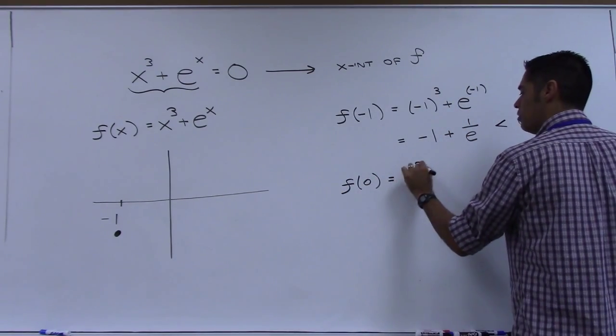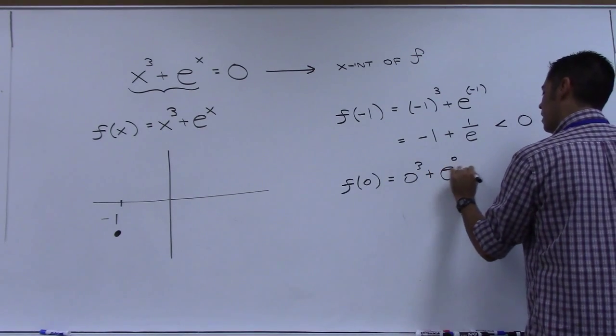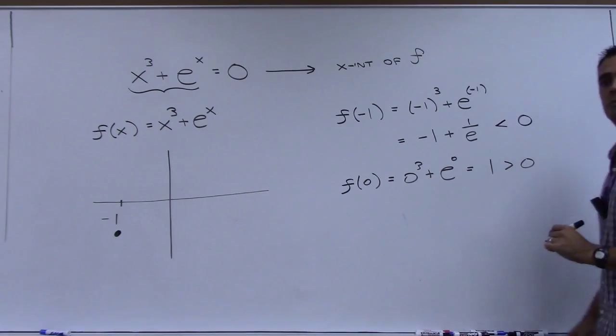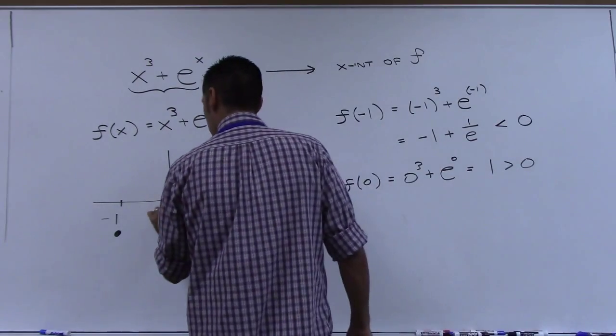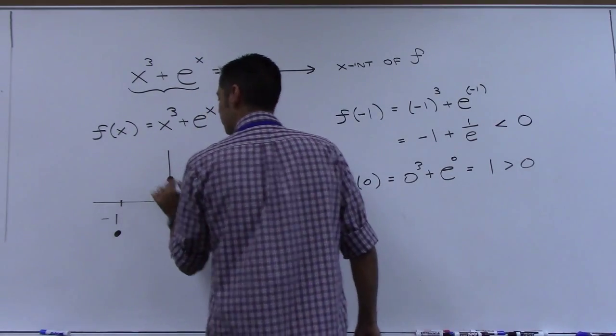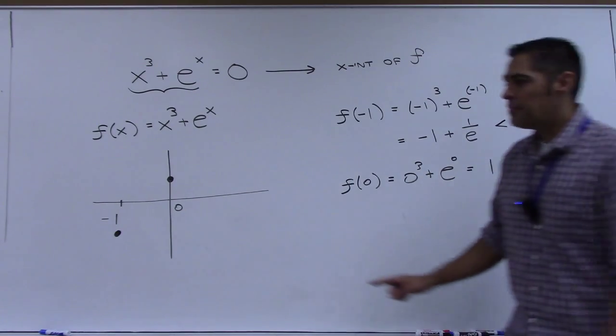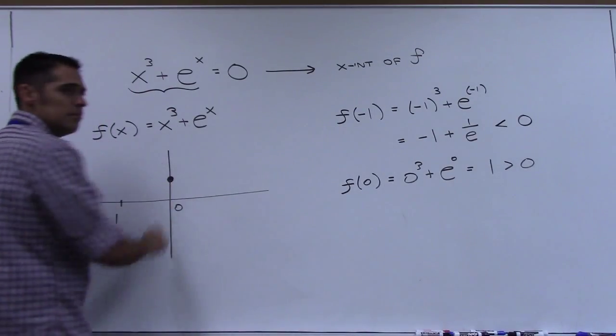I get 0 cubed plus e to the 0, and that's just what? 1. And that's a positive number, isn't it? So at 0, I'm up here somewhere. Is that enough to convince you right now that I have at least one x-intercept? Yes? Because I have to connect these 2 points together, don't I?